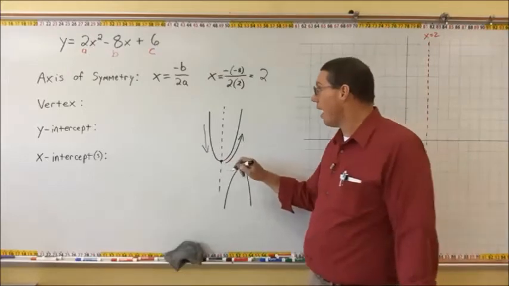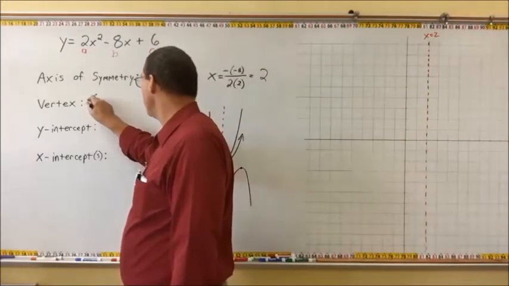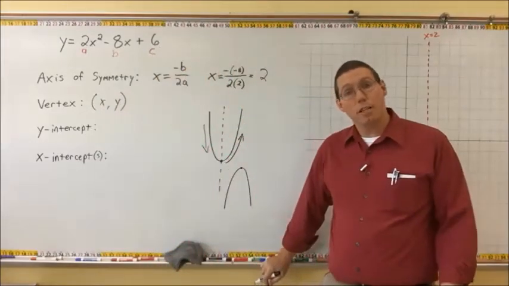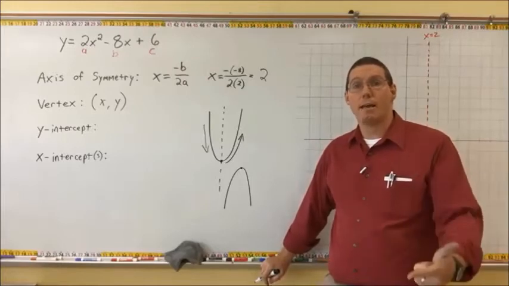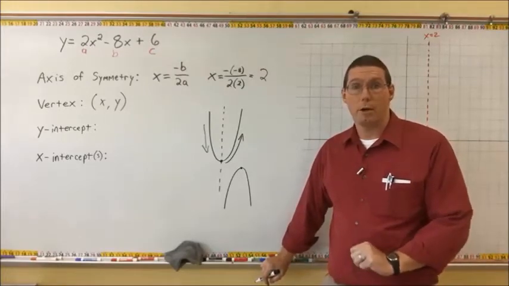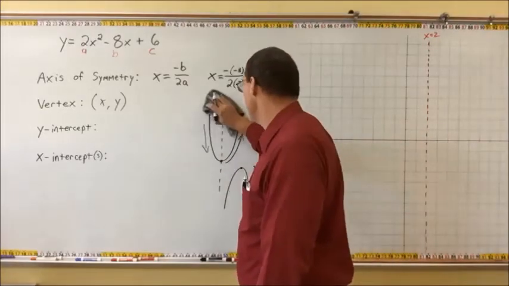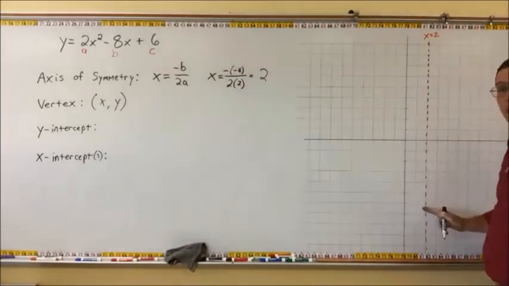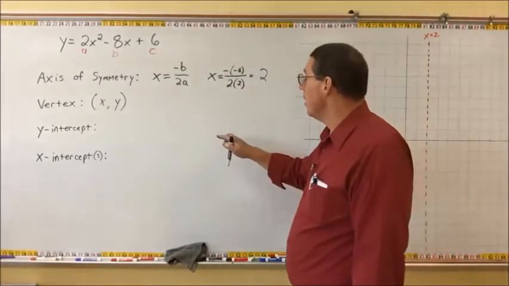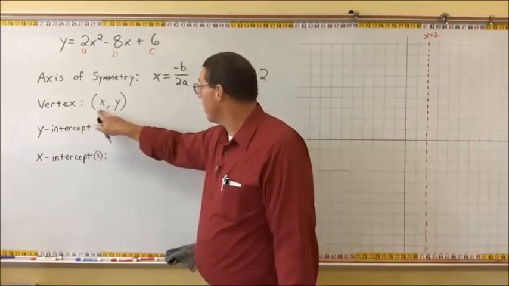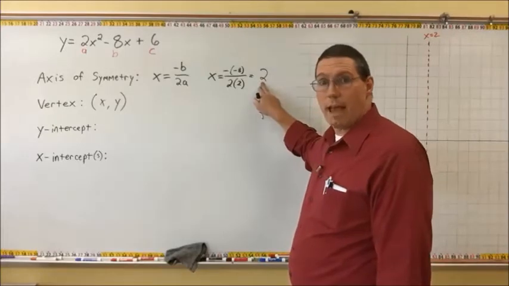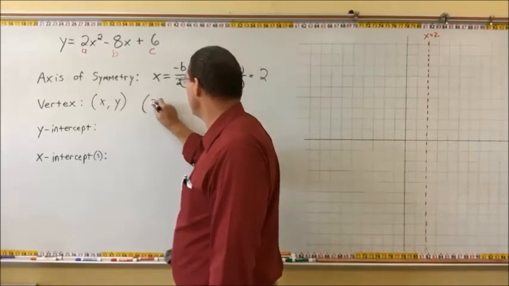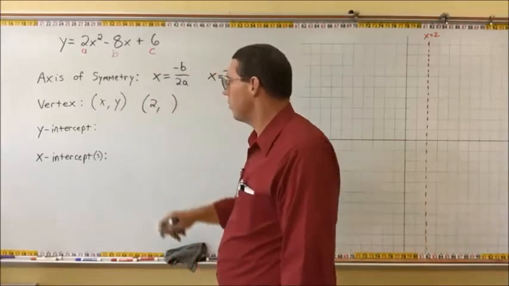So that's a point. This vertex is a point. It has an x and a y coordinate, okay? So the vertex is identified as an x comma y ordered pair, okay? Now we already know what the x is because the vertex is on the axis of symmetry, so the x coordinate of the vertex is the x value of the axis of symmetry. So in this particular case, the vertex is at the point 2 comma something.